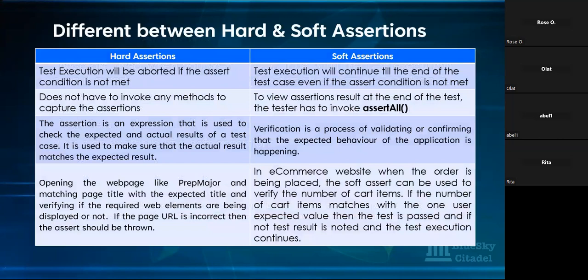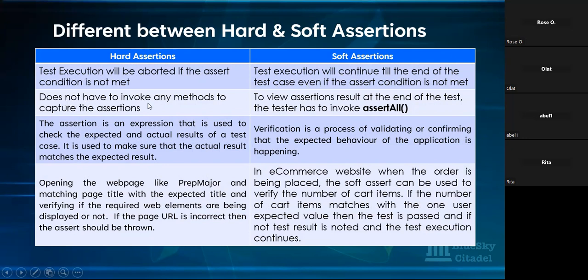Difference between hard and soft assertions. One: with a hard assertion, test execution will be aborted if the assert condition is not met. With a soft assertion, the test execution will continue till the end of the test case, even if the assert condition is not met. So the difference here is that on the hard assertion, the test will be aborted if the assert condition is not met in the first scenario, while the soft assertion will continue until the very end.